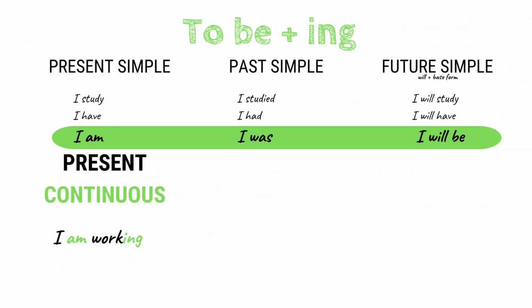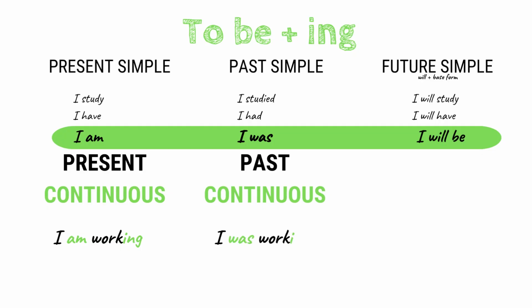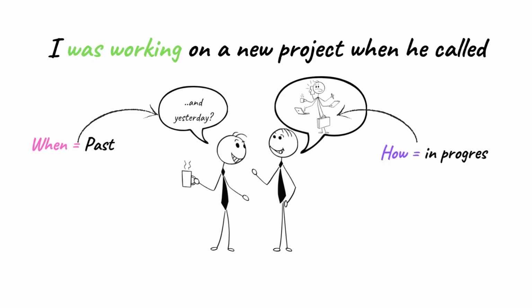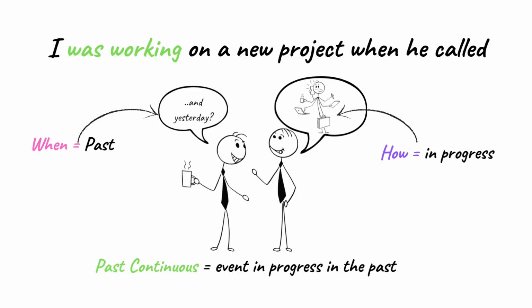For the past continuous, we use the past tense of the verb to be. I was plus ing, so I was working. For example, I was working on a new project when he called. Here the time of reference is the past, and the how is an action in progress. So the past continuous is used when an event was in progress in the past.